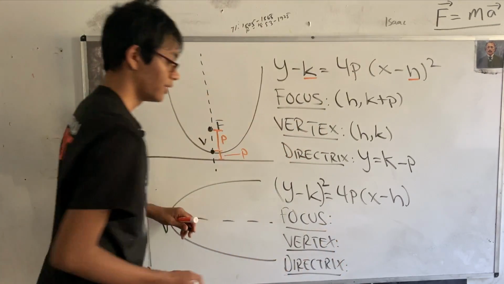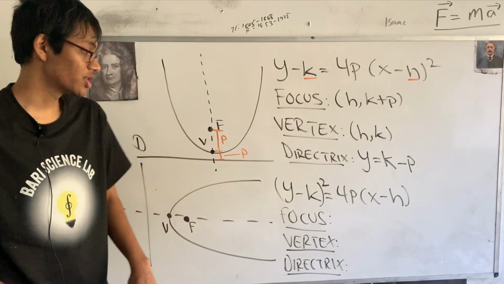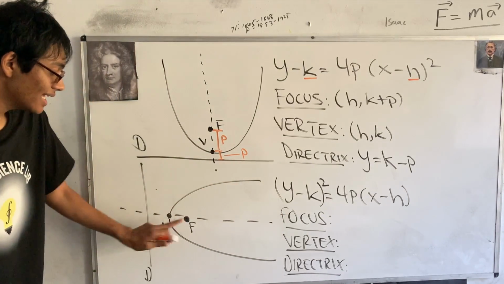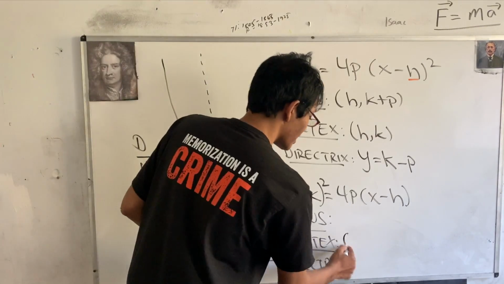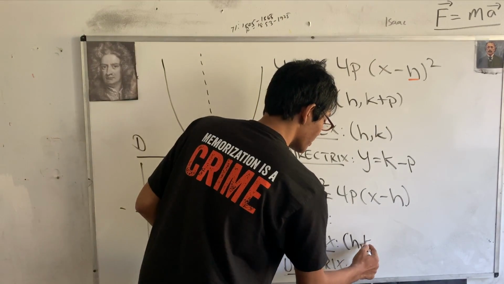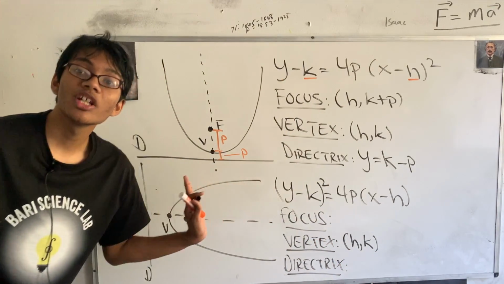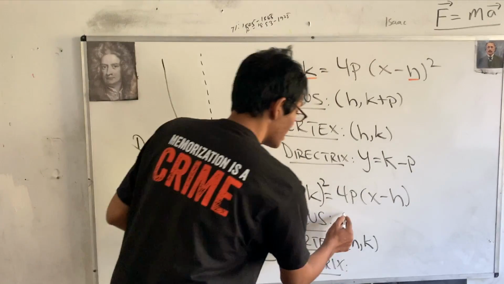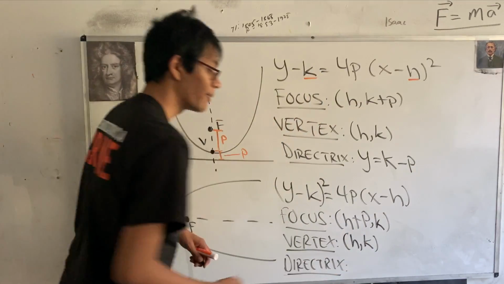Okay. Now, what's the equation of my focus going to be? Well, my focus, you see, is just to the right of my vertex. So I'm going to take my vertex, which is of course always going to be h comma k. I'm going to take the point for my vertex, and I'm going to shift it to the right by p units. So it's going to be h plus p comma k.